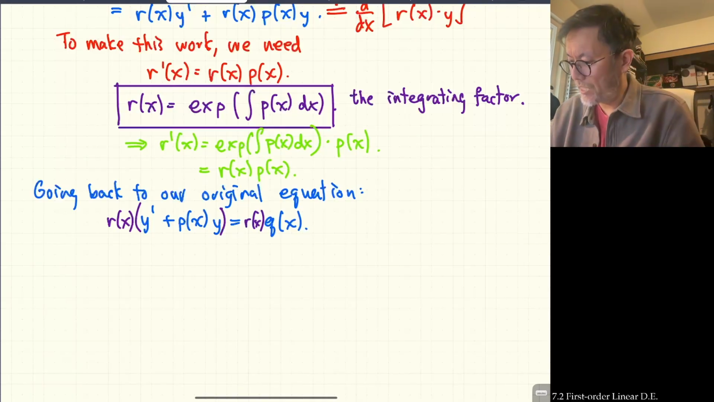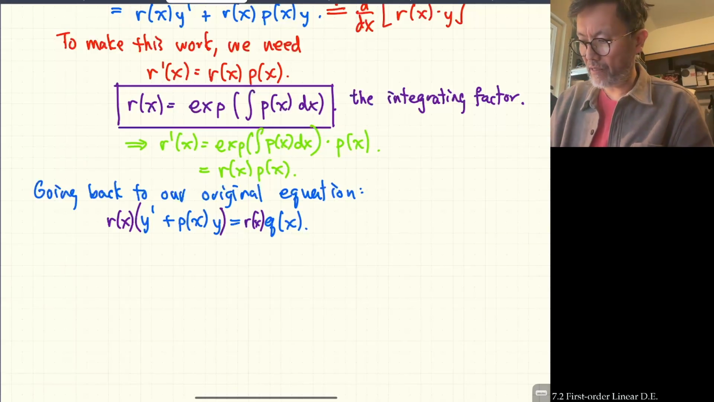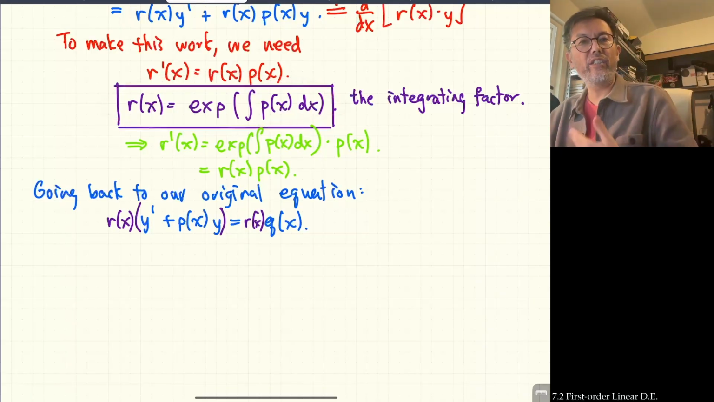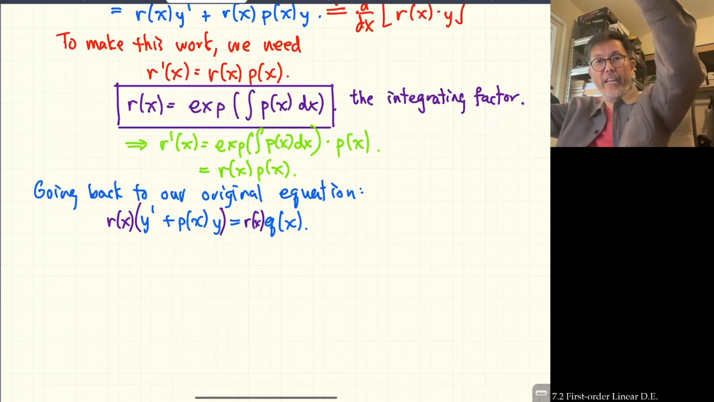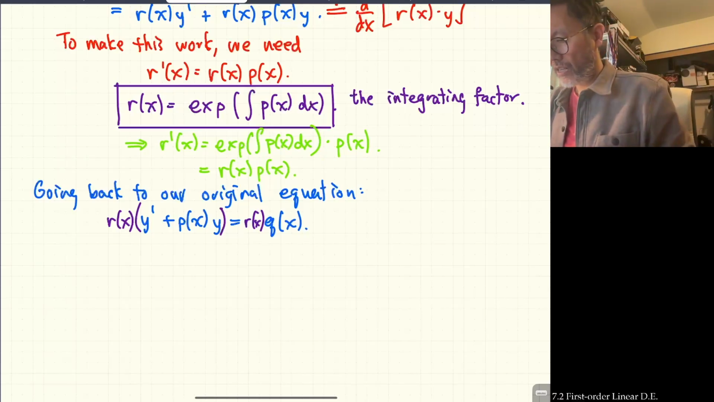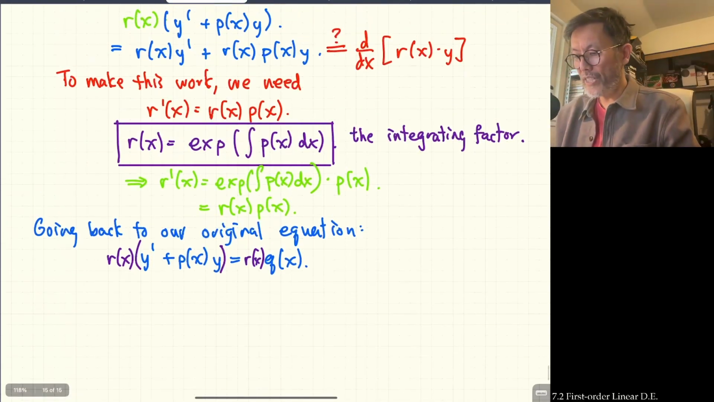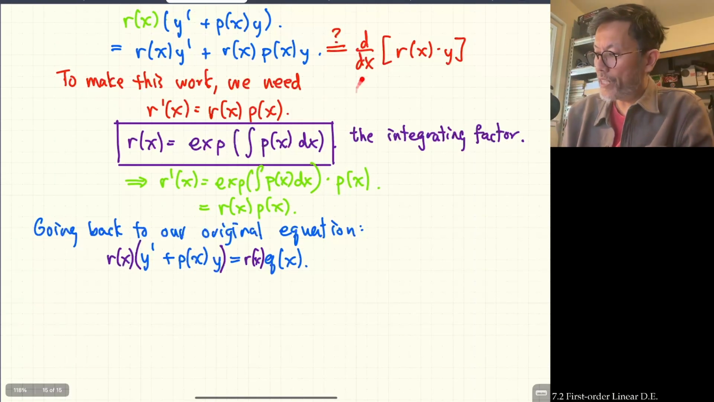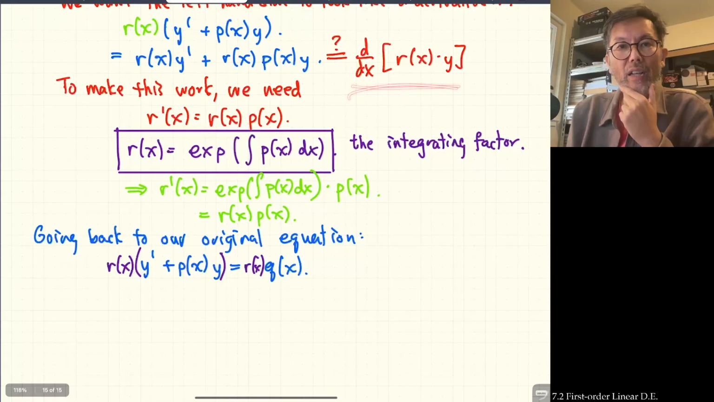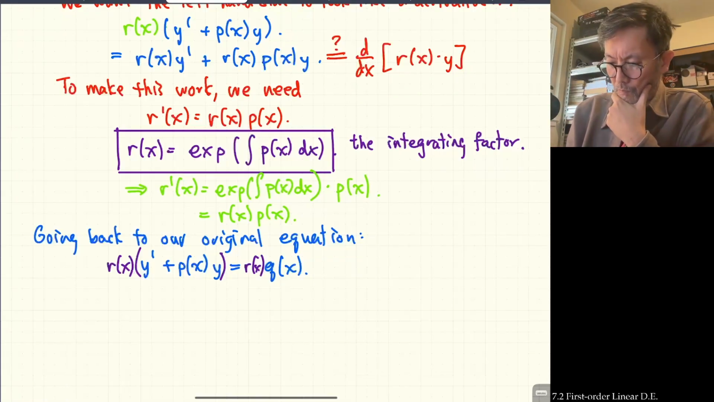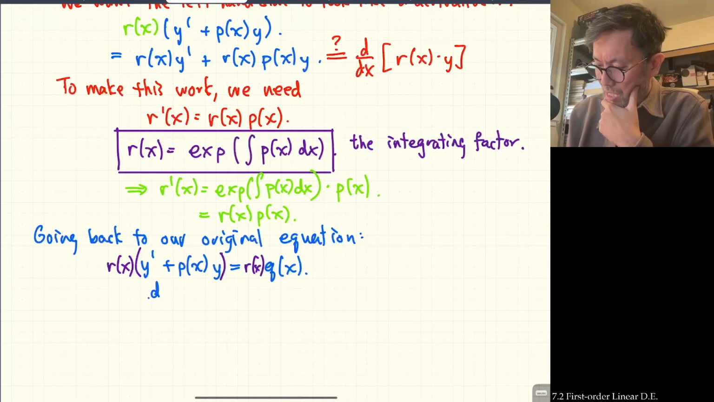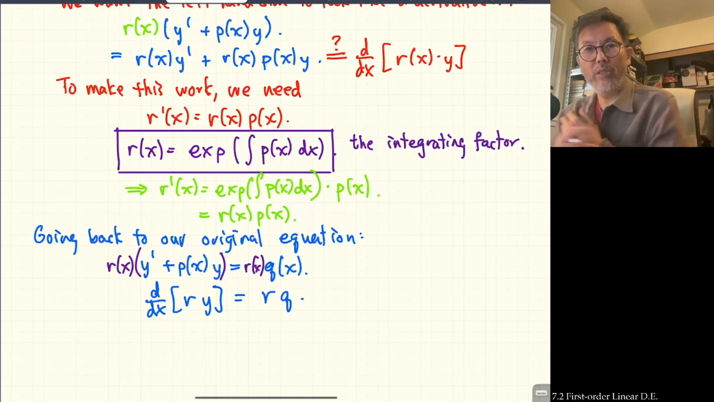Okay? And reminder, here's r of x. Don't forget, here it is. It is defined in terms of p of x. It's the exponential of an antiderivative of p of x. What's the point? The point is that with this choice of r of x, we now get to rewrite the left-hand side as the derivative of r times y. This left-hand side becomes d dx of r times y. And I'm just going to write in shorthand here, r times q on this side.